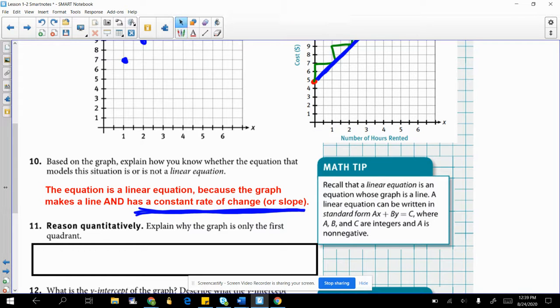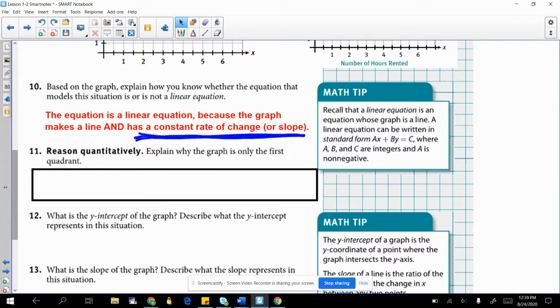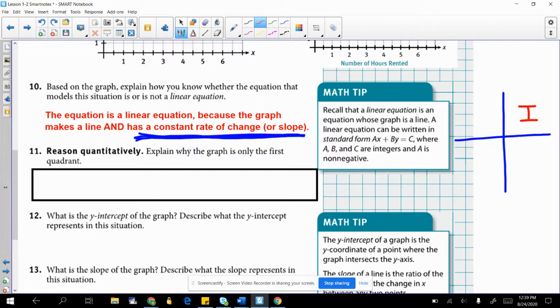All right. Then this one says, explain why the graph is only in the first quadrant. So let's just talk about the quadrants really quick. You have your graph like this, or your Cartesian plane. This is quadrant 1, quadrant 2, and they use Roman numerals, quadrant 3, and quadrant 4. Okay, so it's asking, why are we only in this quadrant here for our graph? And let's think about that.